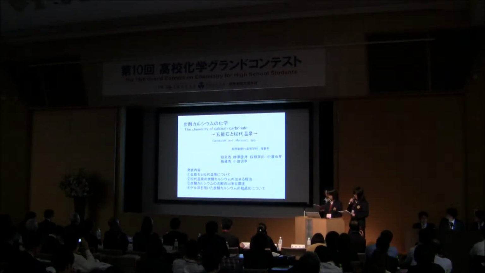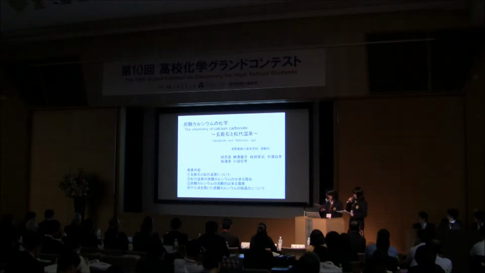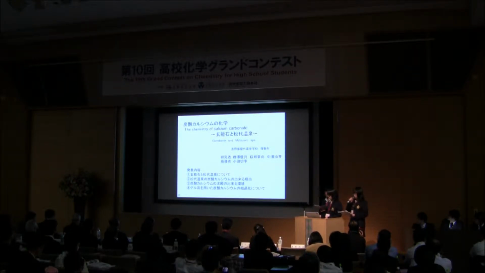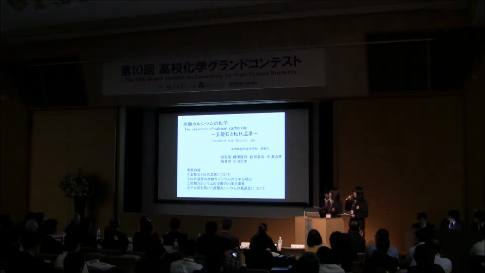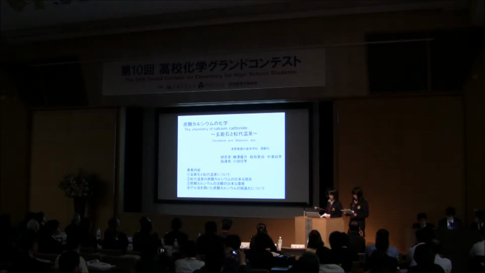Our presentation is divided into 4 areas. We will present 1. Information about granite and Matsushiro. 2. Details about the crystal found in Matsushiro. 3. The environment of calcium carbonate formation. And 4. Our study trial of making calcium carbonate crystals.